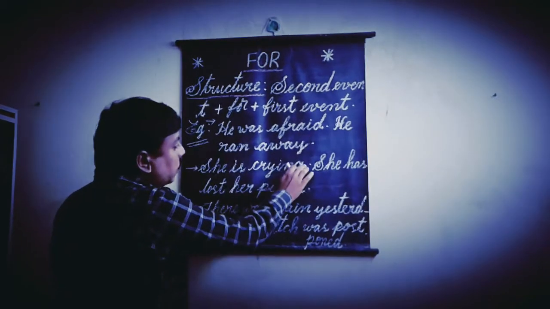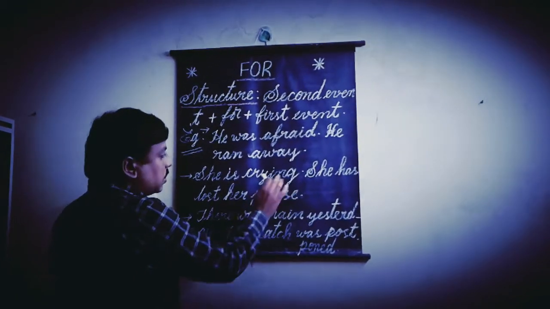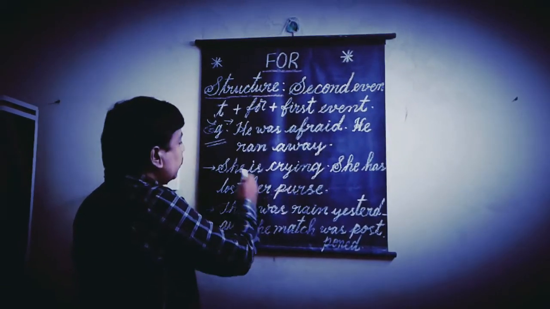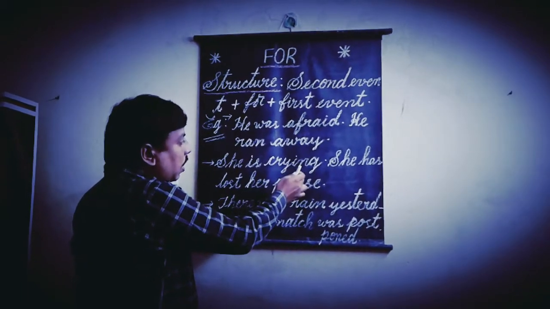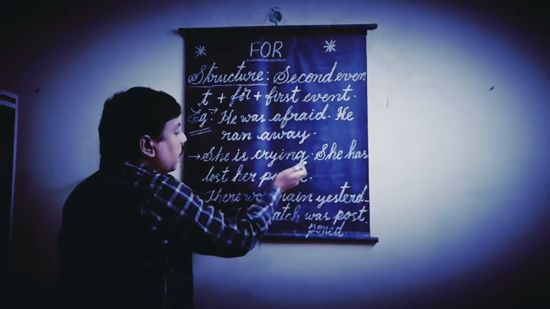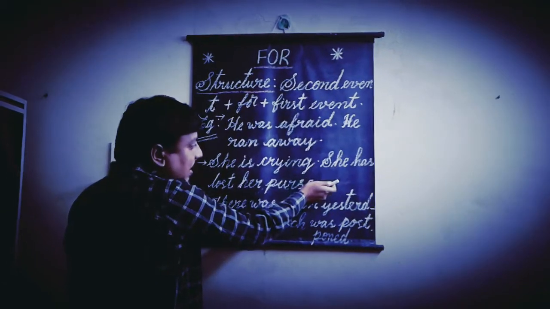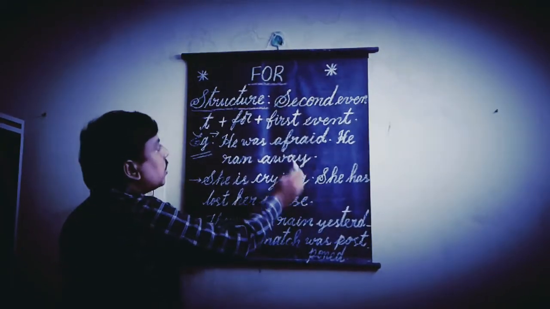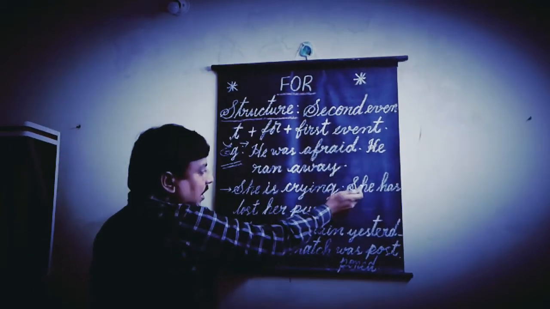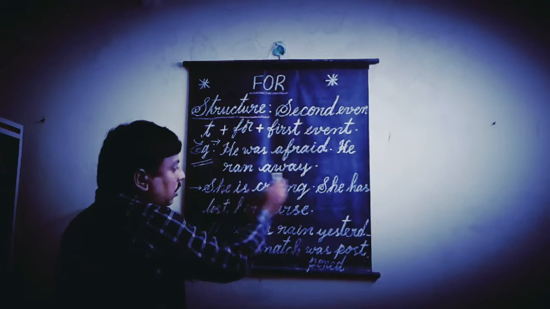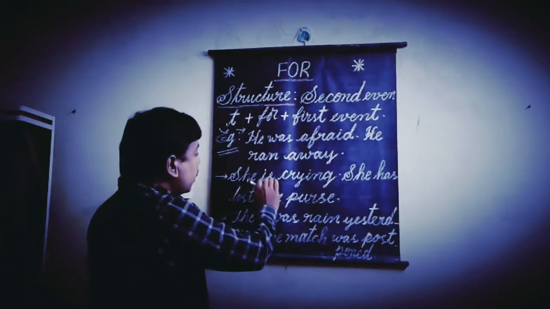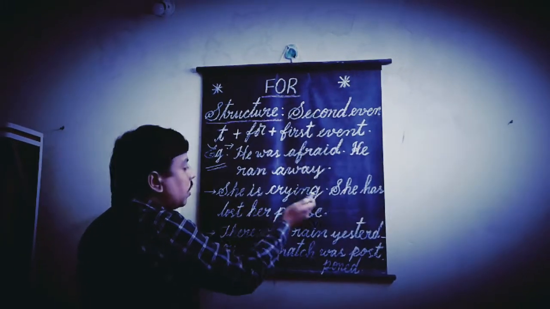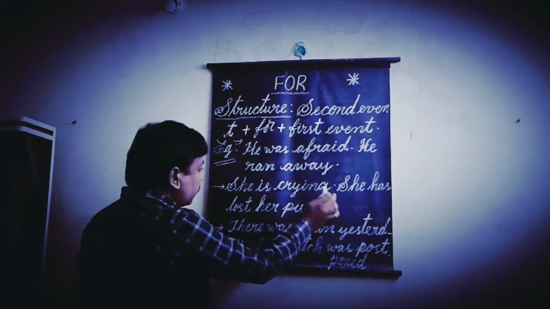She is crying. She has lost her purse. Here we need to observe very clearly. Here, she is crying, for she has lost her purse. Here the second statement expresses reason. So we should use the conjunction before the second statement from all these two events. Then how to say the answer? She is crying, for she has lost her purse. Full stop should be kept.